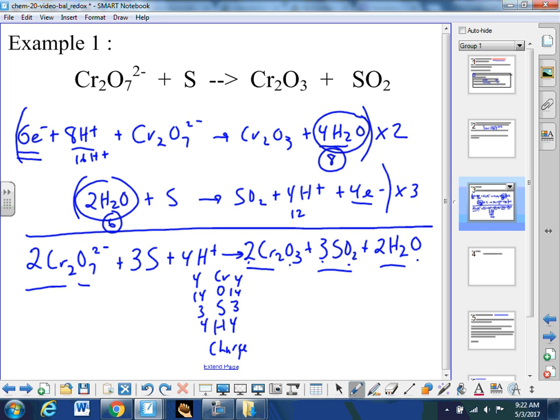On the product side, everything is neutral, no charges on any of these species. So the net charge is 0 on the product side. Reactant side, we've got 4 negatives and 4 positives. So net charge is 0, that balances. That is a balanced redox reaction.